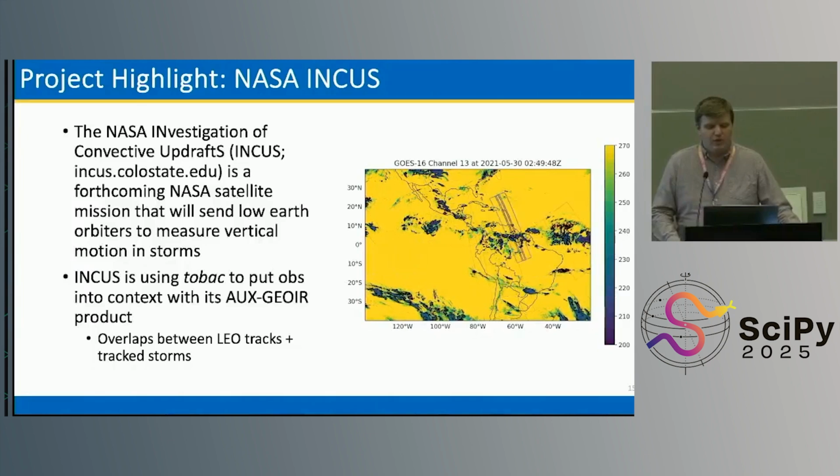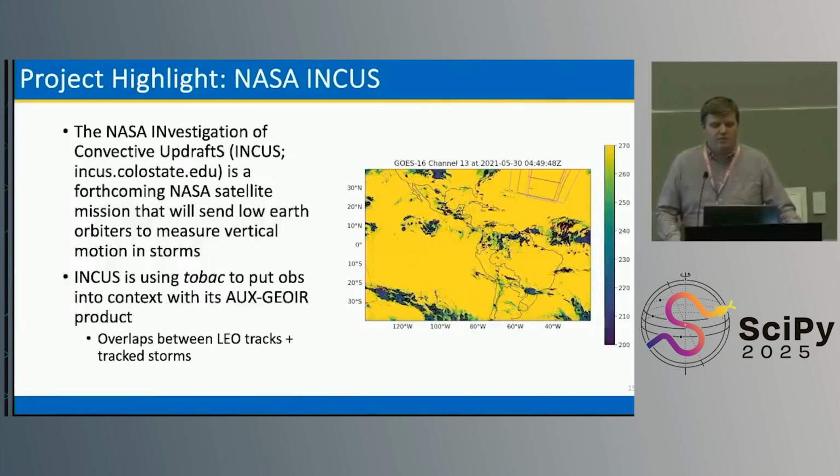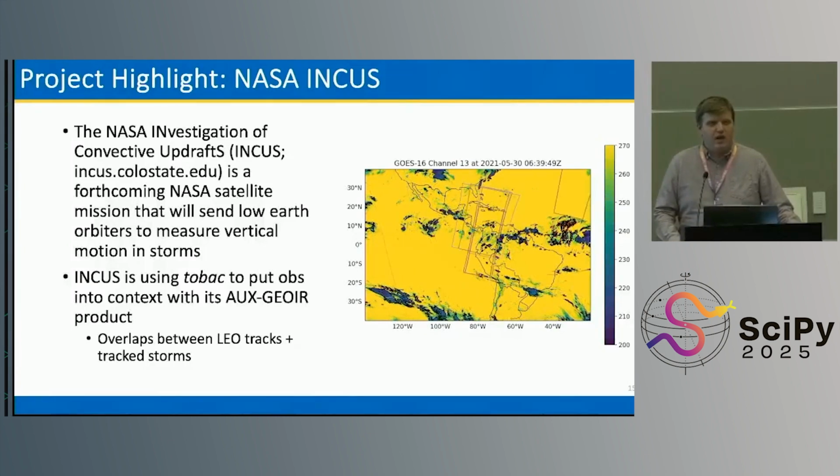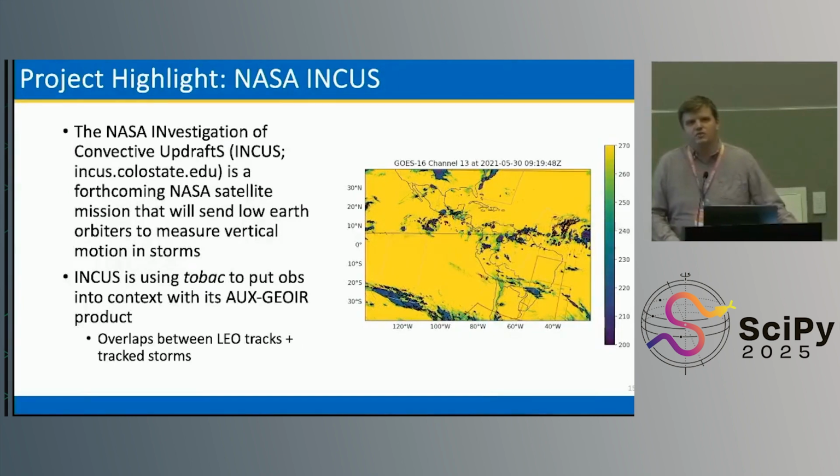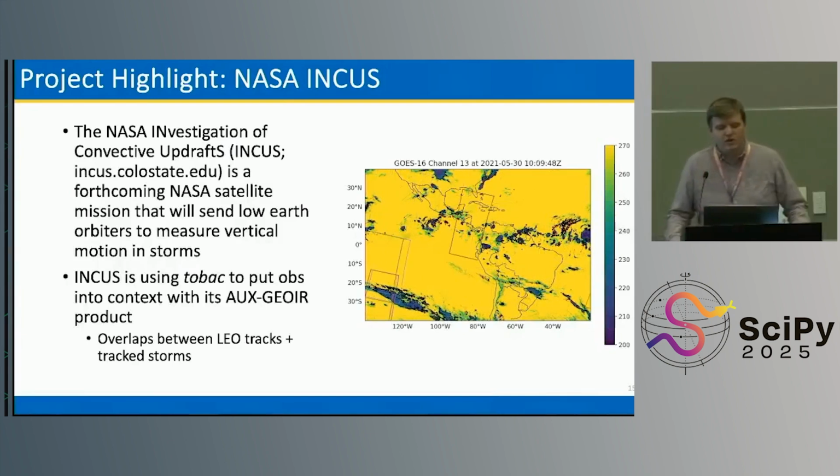So first, the only one I'll talk about here is the NASA INCUS mission. The NASA INCUS mission, investigation of convective updrafts, is a mission targeted at observing vertical motions in clouds from space. It's a set of 3 satellites planned for launch in September of 2026.